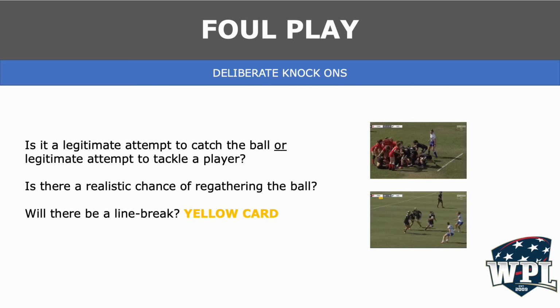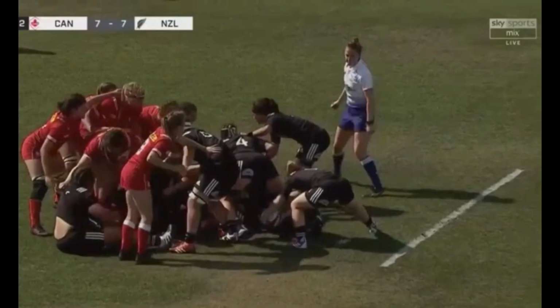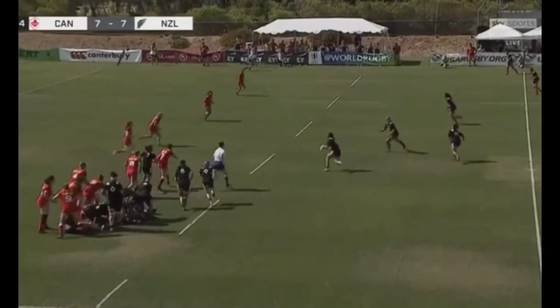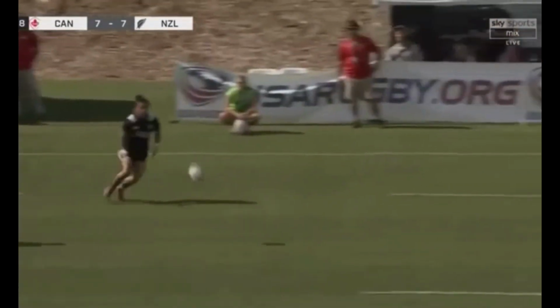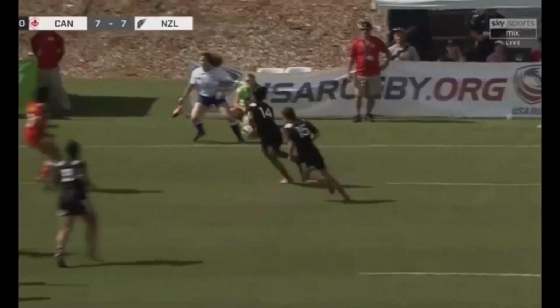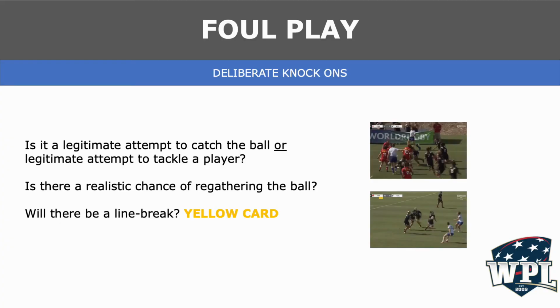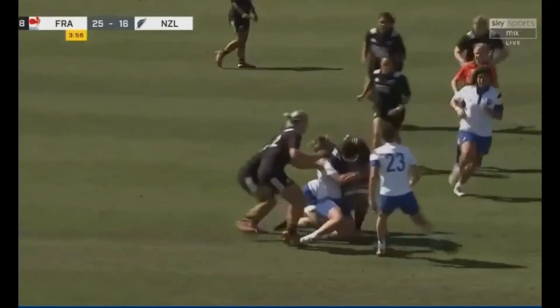I also briefly want to discuss deliberate knock-ons so we all have the same expectations around that. So the first thing we have to ask is, was there a reasonable expectation the player could regather the ball? If the answer is yes, then we give a scrum for a knock-on. If the answer is no, then we're going to penalize for the intentional knock-on, like in this example. If it's an intentional knock-on where there's also the potential for a line break, then we're looking at a penalty kick and a yellow card.